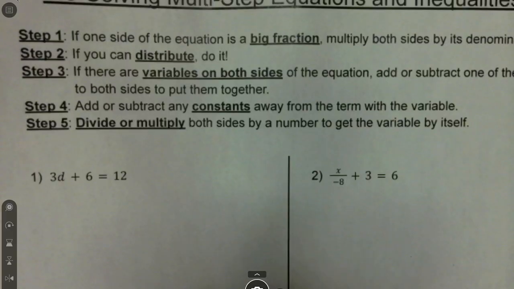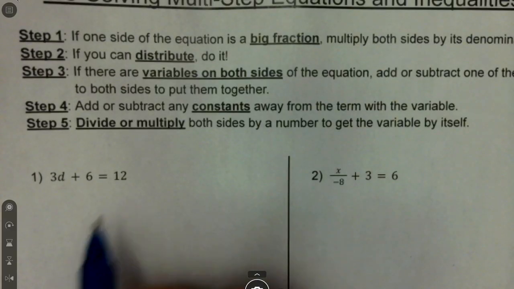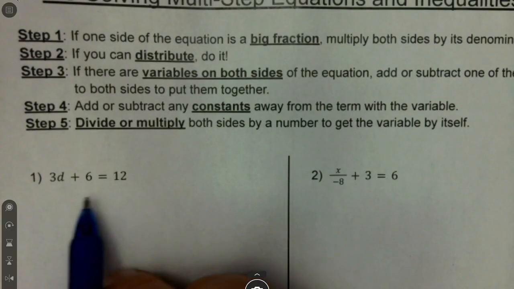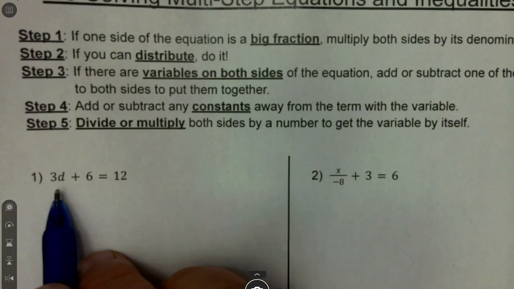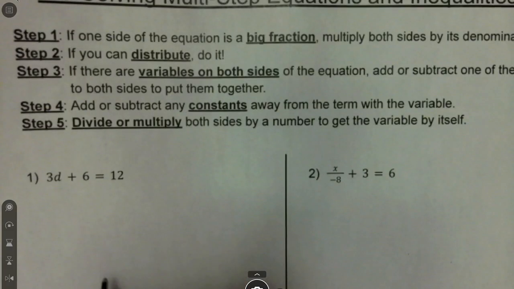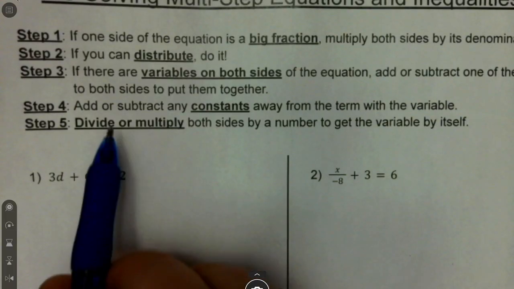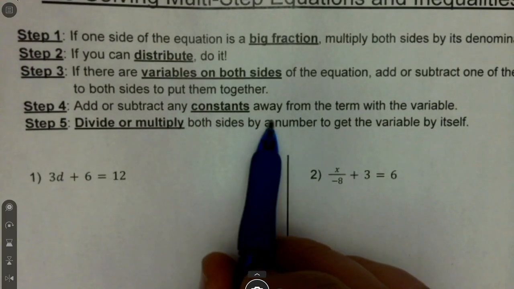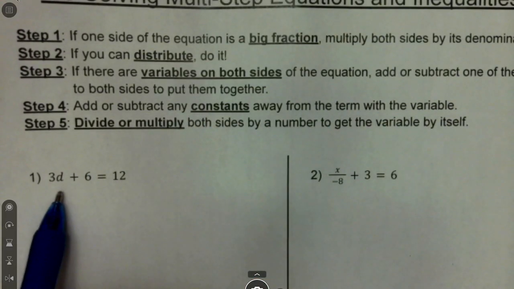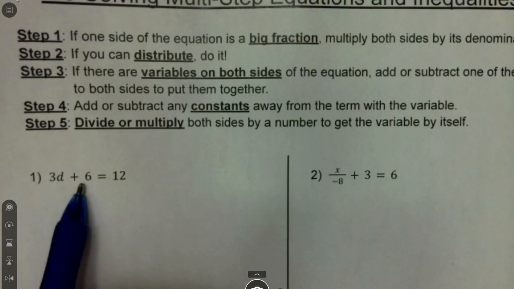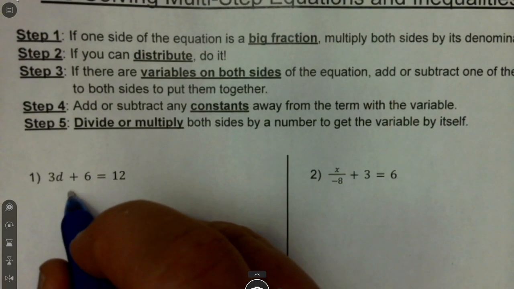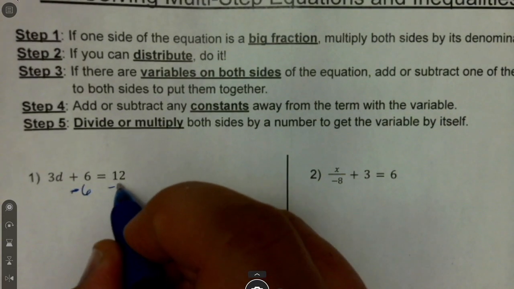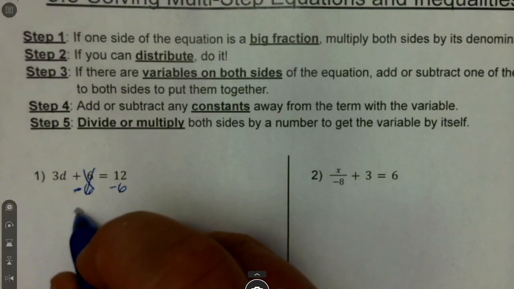But to solve this problem the quickest way, we don't want to move the 12 over. We want to move the 6 over because we're trying to get the D by itself. Getting the variable by itself is how we solve this. So this is why I say move the constants away from the term of the variable. So this is the term of the variable. We want to move this constant that's on the same side away from it. So they're adding 6. We do the opposite and we subtract 6 from both sides.